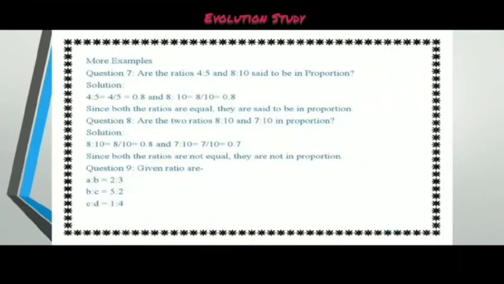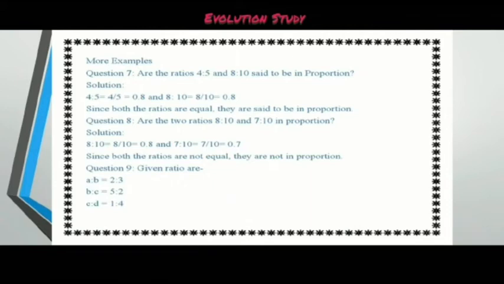Are the ratios 4:5 and 8:10 said to be in proportion? So the solution will be 4:5 is equal to 4 by 5, which is 0.8, and 8:10 is 8 by 10, which is 0.8. Since both the ratios are equal, they are said to be in proportion.